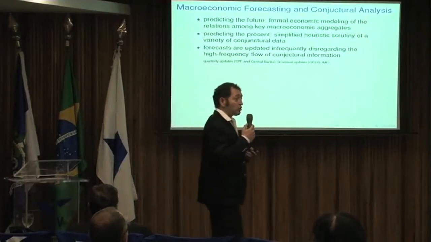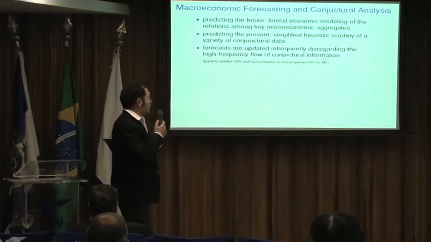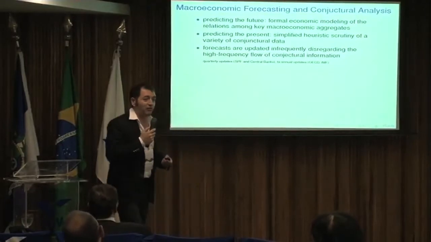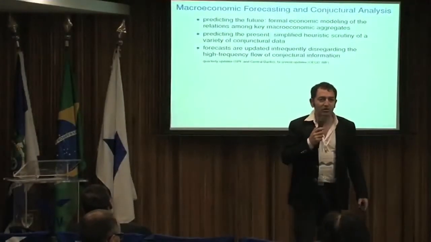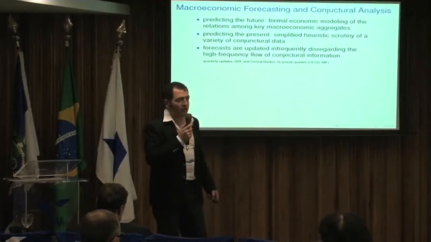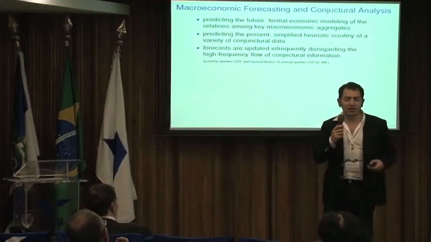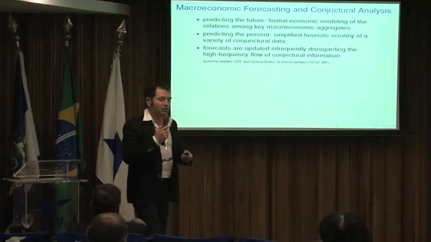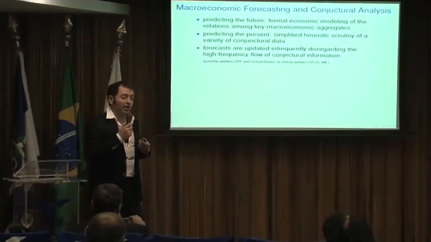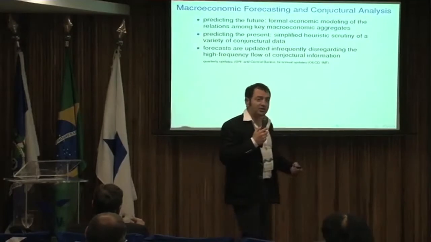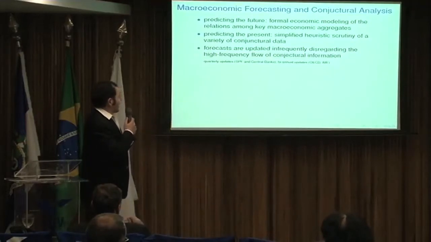However, when you move to shorter-term forecasting, what you tend to see is that these forecasts are typically based on simplified heuristic scrutiny of many variables, a variety of conjunctural indicators. Typically, these are indicators that the typical macroeconomist doesn't look at, for example survey data, weekly claims, or consumer confidence. These are all indicators that we, as macroeconomists, typically don't consider. And the way they are used doesn't exploit the state-of-the-art modeling techniques that are typically used for longer-term forecasts.